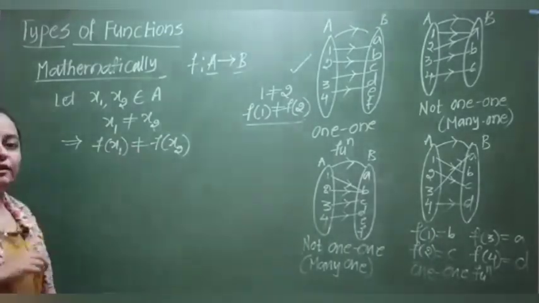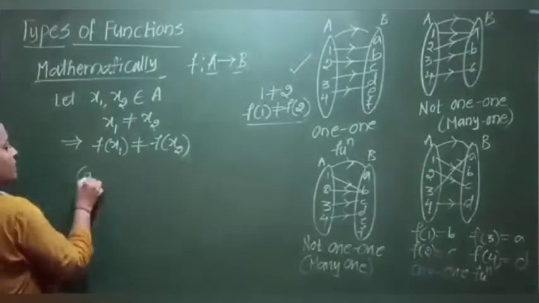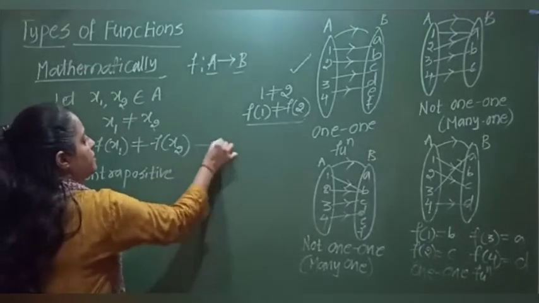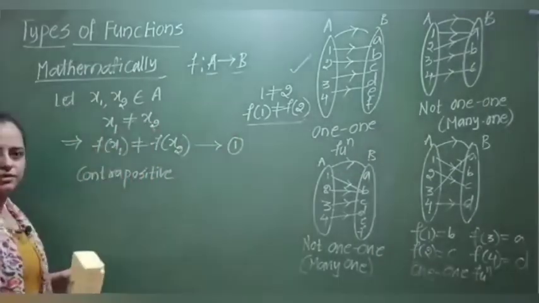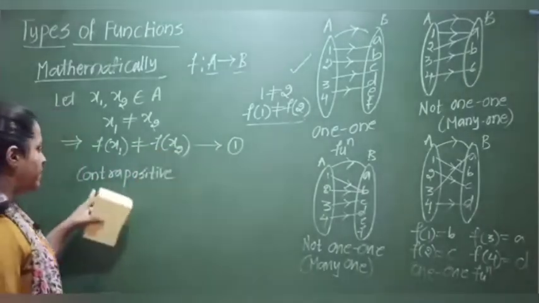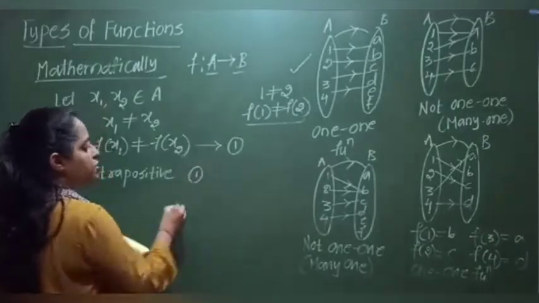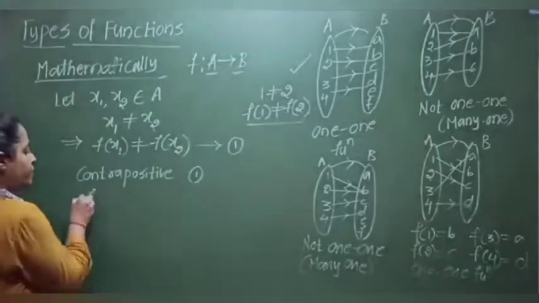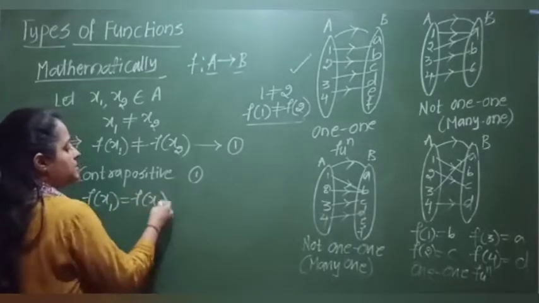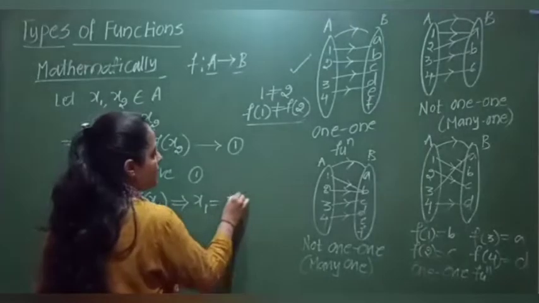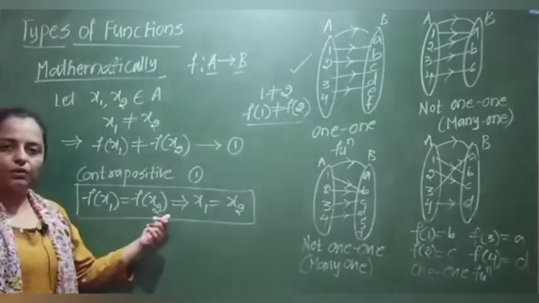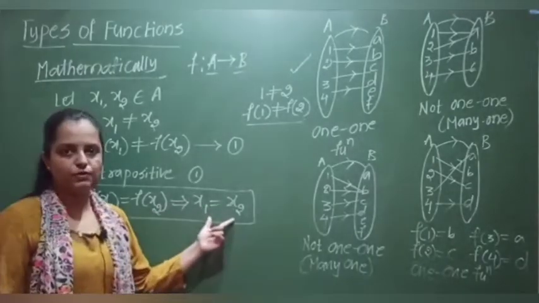If we write the contrapositive statement of this, call this equation number 1: x1 is not equal to x2 implies f of x1 is not equal to f of x2. Taking the contrapositive of equation 1, we get f of x1 is equal to f of x2 implies x1 is equal to x2, where x1, x2 belong to set A.